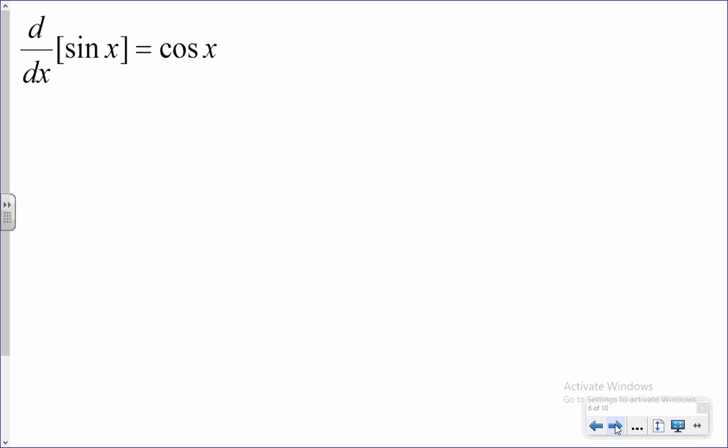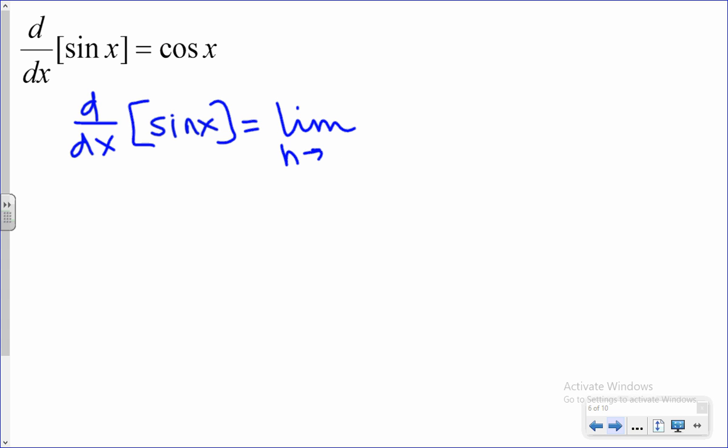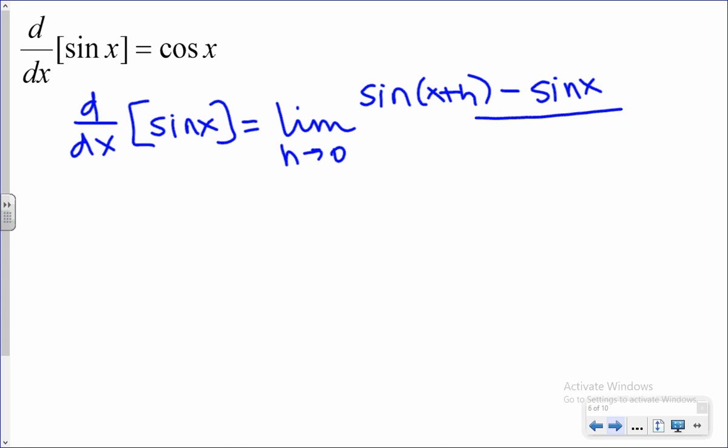All right, so let's work with what we know. We know that the derivative of sine with respect to x would be the limit as h approaches 0 of sine of x plus h minus sine of x all over h.